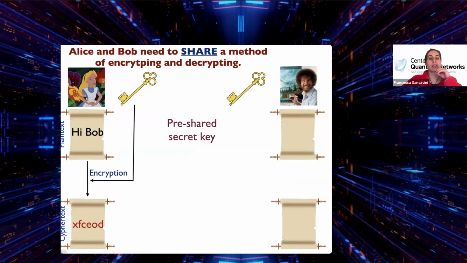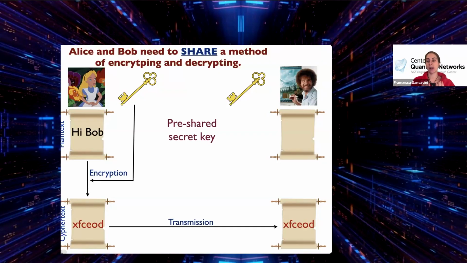And she will use this pre-shared secret key to encrypt her "hi Bob" message, which is in plain text that anybody can read, to what is referred to as a ciphertext. So she will encrypt "hi Bob" to XFCEOD. Then she will transmit this message to Bob using a communication channel.